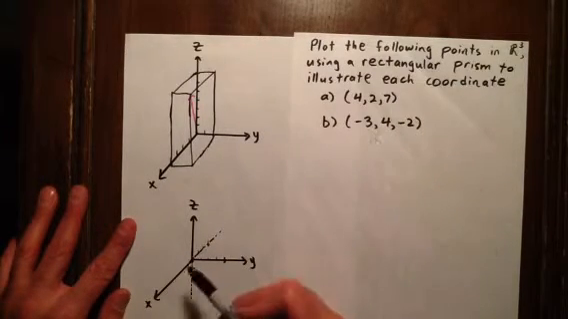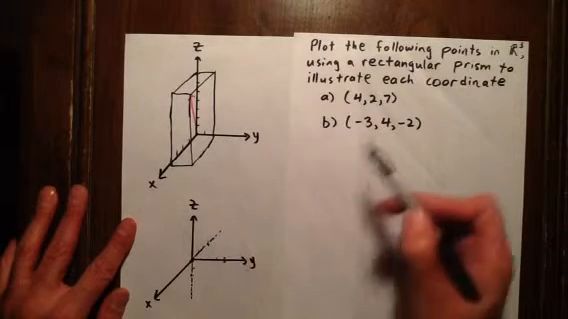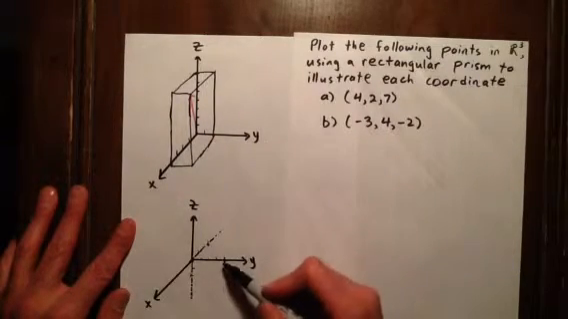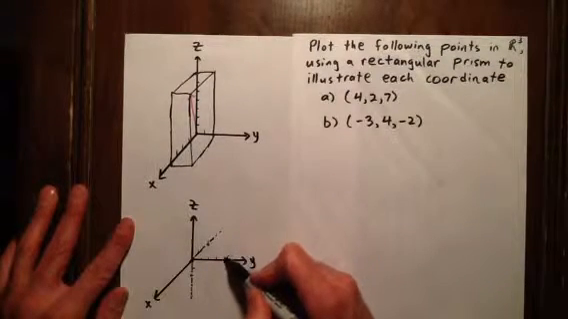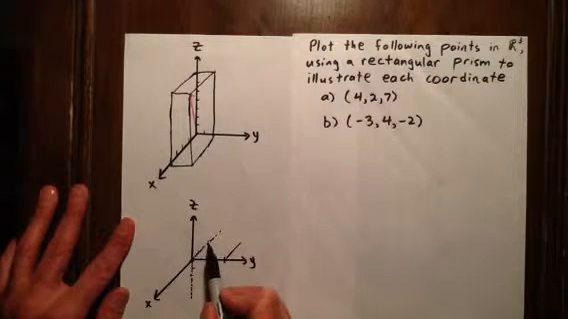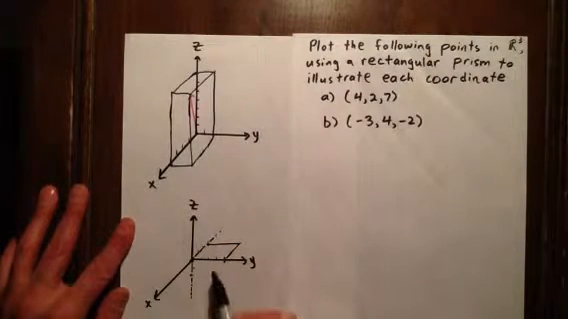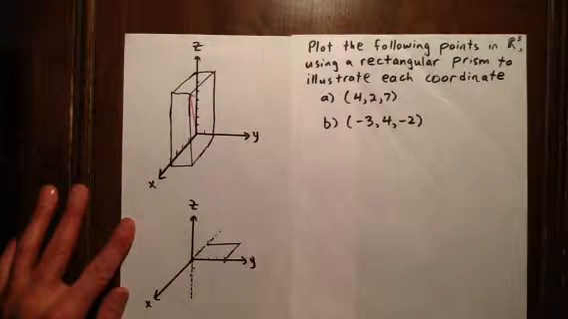So negative 3 on the x-axis is going to go backwards 3 units. 4 on the y-axis is going to go in the positive y-axis 4 units. And what we're going to be able to do now is draw the appropriate rectangle on the XY plane. Now it's in the negative region though.